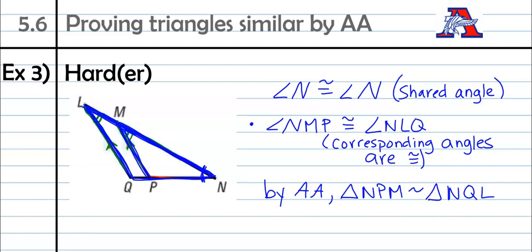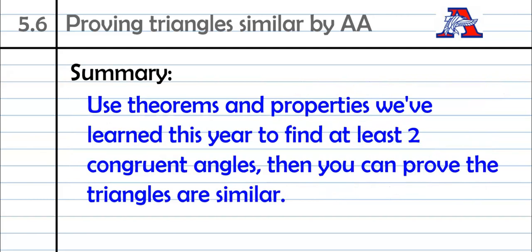Sorry that video got a little bit long, but hopefully that makes sense. If not, certainly let me know and I can sit down with you and try to clear anything up for you. Okay. In summary, use the theorems and properties we've learned this year to find at least two congruent angles. Then you can prove the triangles are similar.